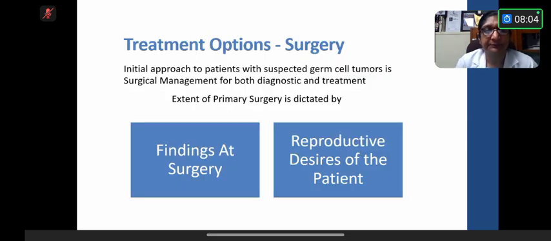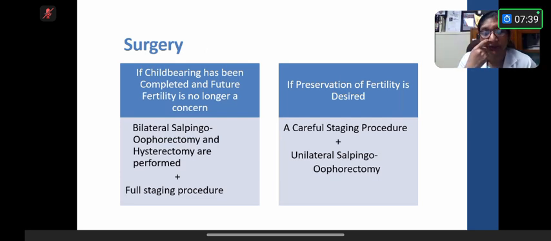Now, what are the treatment options? So basically, the first approach is to do surgery. The surgical management has to be done as a diagnostic as well as a treatment, and the extent of the primary surgery is dictated by what you find during the surgery, and you also consider the reproductive desires of the patient because they are young, they have fertility issues, so you have to keep that in mind when deciding on the surgical management.